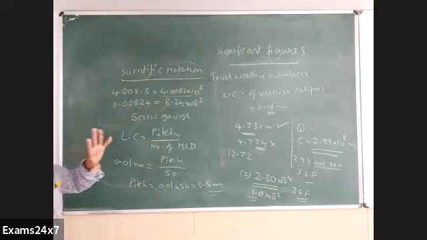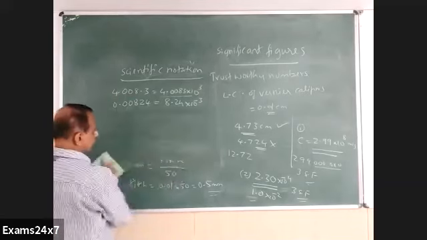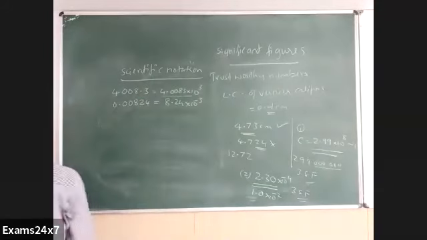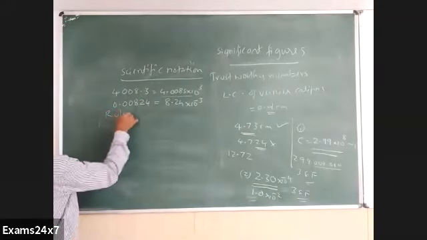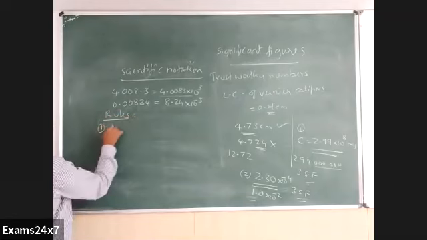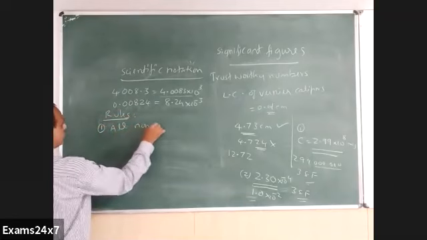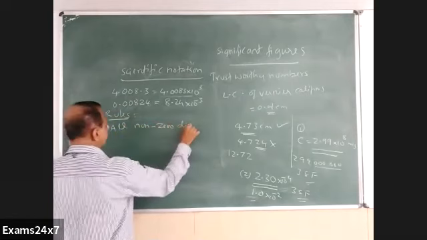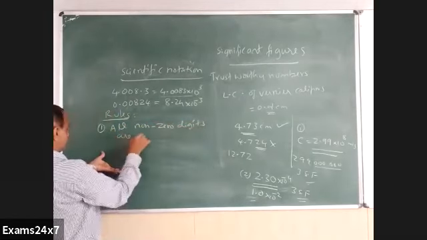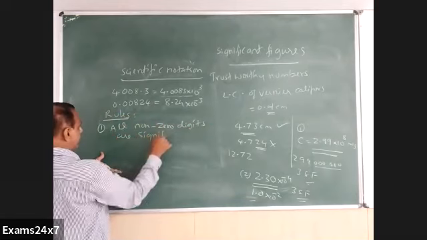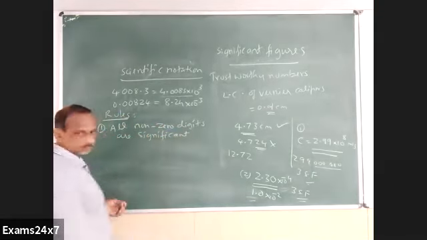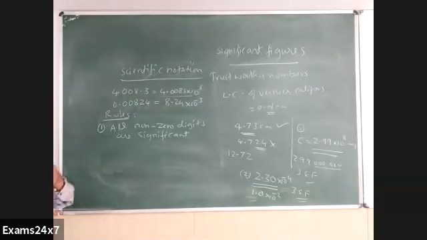Let us see those 5 important rules for understanding how many significant figures are there in a given number. Rules. Number 1, all non-zero digits are significant. So in a given number, if all are non-zero, they are automatically all significant. It's very simple. No zero comes here in this.